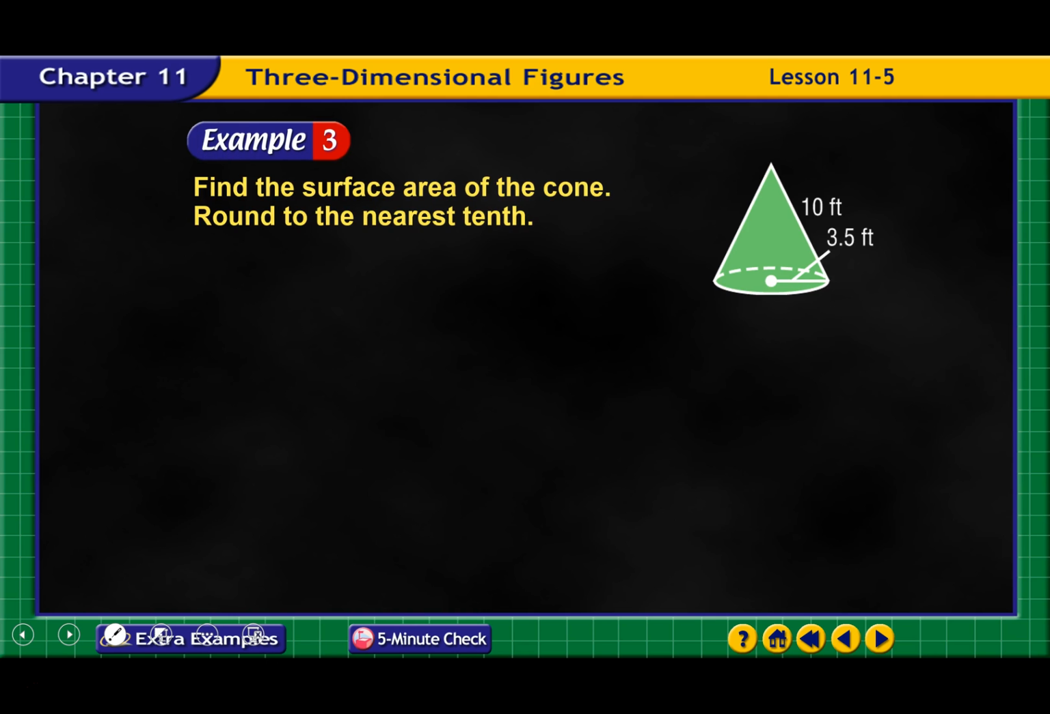All right, so let's try an example. Find the surface area of the cone, round to the nearest tenth. Okay, so we've got a lateral length of 10 and a radius of 3.5. So we have to find the area of the net, the lateral area, and the base. So we take that formula. Now we're just going to plug in the numbers. My L is going to be 10. My r is going to be 3.5.